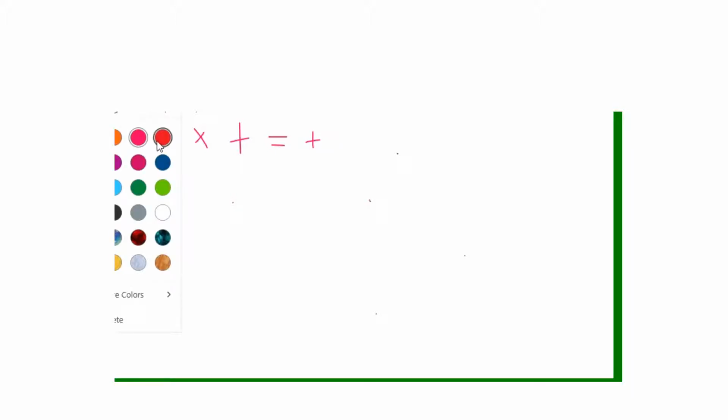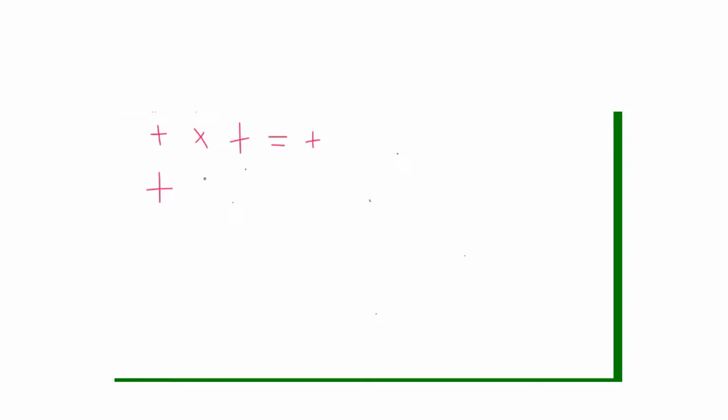So the first one is a positive multiplied by a positive, that's a positive. That's easy. And the next one is a positive times a negative, which gives us a negative. The next one is a negative number multiplied by a positive.